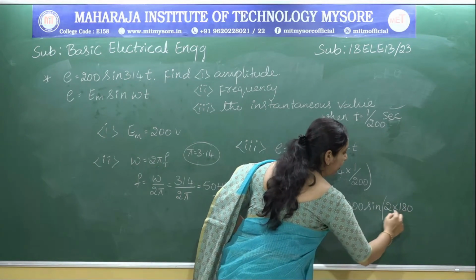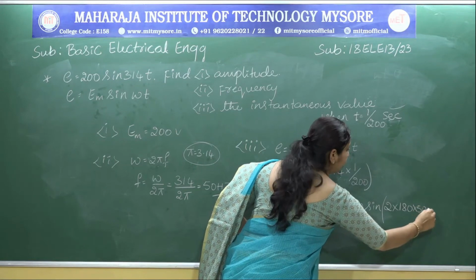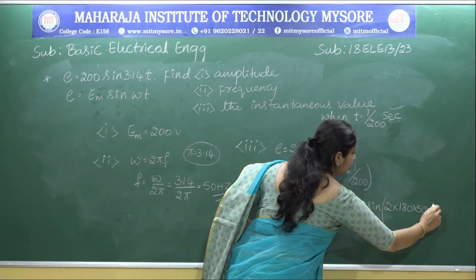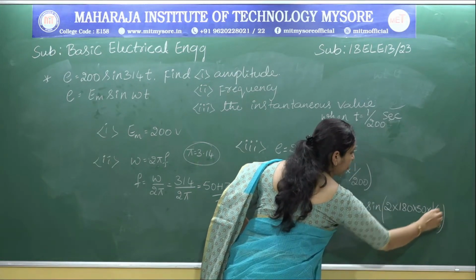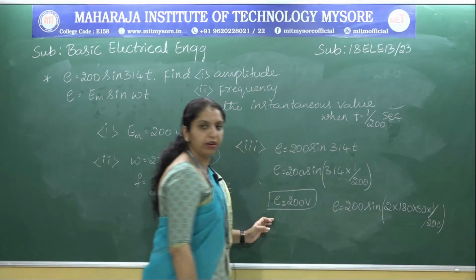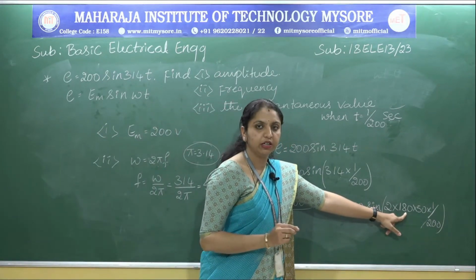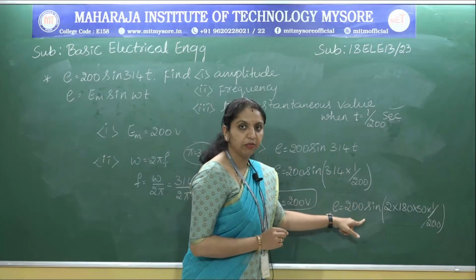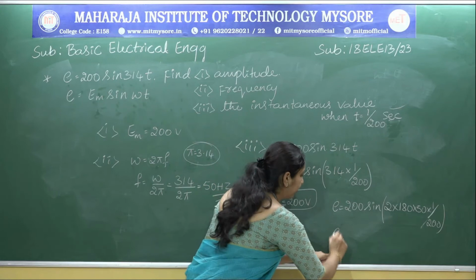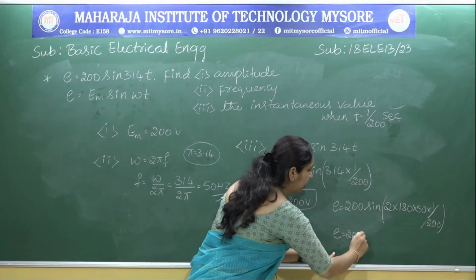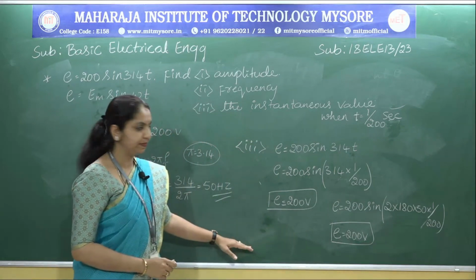180, because 2 pi into frequency, that is 50 into 1 by 200. Look at this expression here. I have taken pi as 180 degrees. So now you can have it in degree mode and you can simplify this expression. Even then you will get the same answer, which is 200 volts. Okay, I hope it is clear.